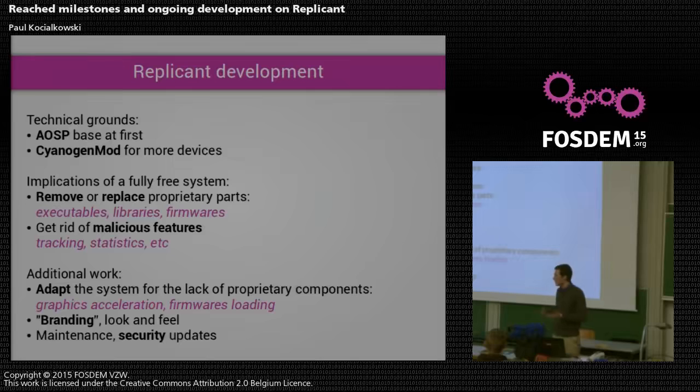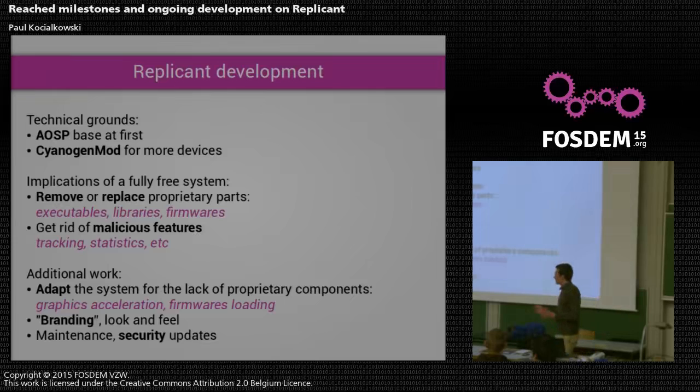But if you know about it a bit, you'll see that AOSP only supports a few devices, mostly the Nexus devices from Google. And that's why we decided to switch to CyanogenMod, which is another community Android version that supports a whole lot more devices, a whole range of different manufacturers. So it's more interesting for us because it gives us more devices to choose from when we want to add support to Replicant for those.